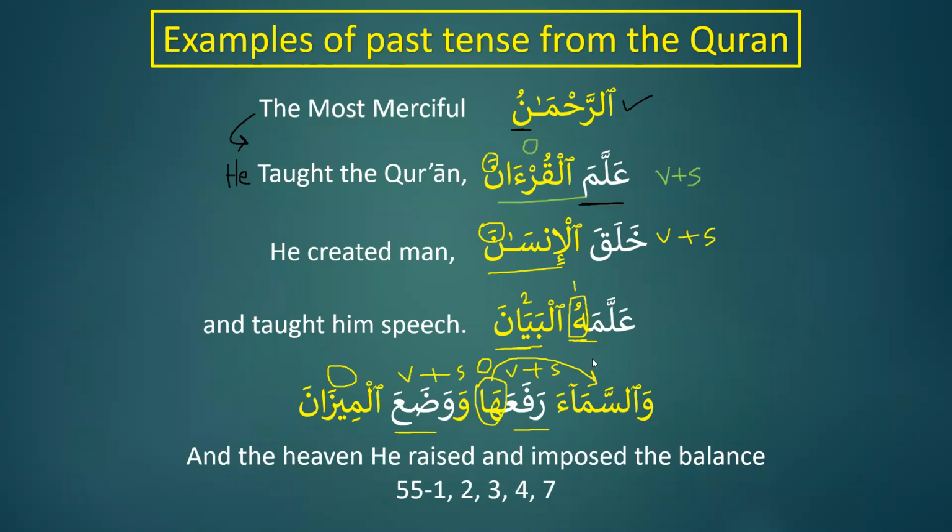So here we have the references: surah number 55, Ar-Rahman, and then verses 1, 2, 3, 4, and 7. Here we have وَقَتَلَ دَاوُودُ جَالُوتَ. This is a typical verbal sentence where qatala is the verb, Dawood alayhi salam is the subject, and Jalut is the object. So it consists of verb, subject, and object. And we know that the subject is marfu and the object is mansub.